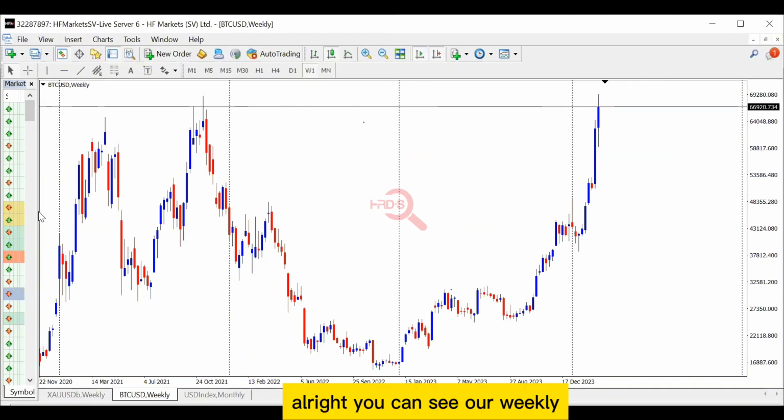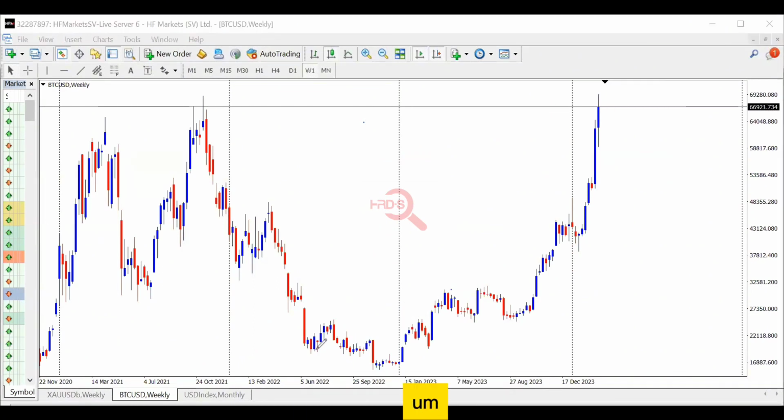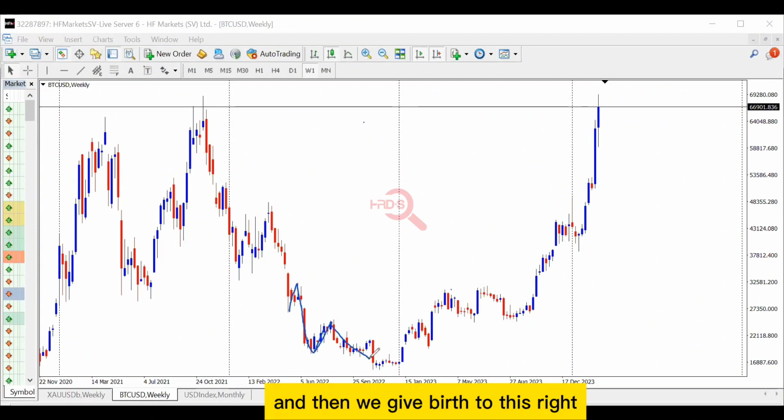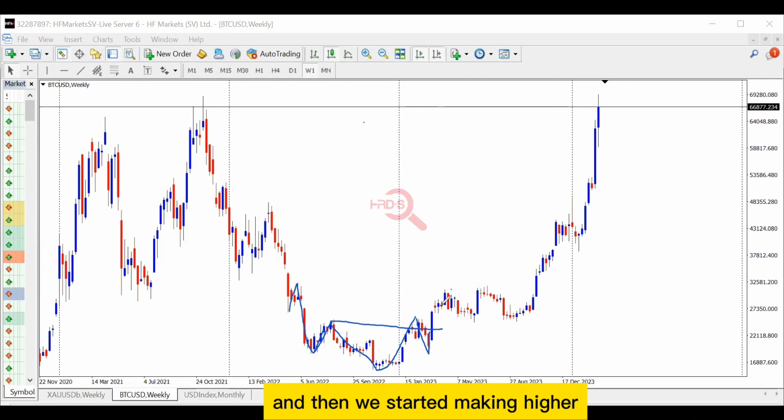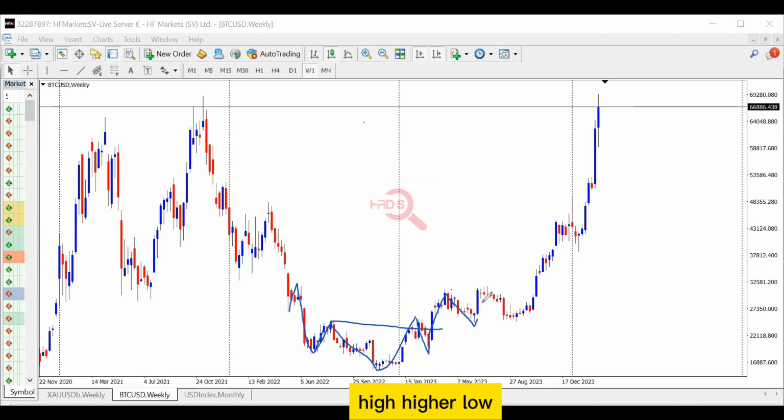All right, you can see our weekly time frame that we clearly had a look at here after we made this move, this, and then we gave birth to this, all right, and then market broke this high, the previous high. Immediately it broke it, it came in for retest. Retest happens in crypto, in stocks, anything you can think about. And then we started making higher high, higher low. Can you see this? Higher high, higher low.